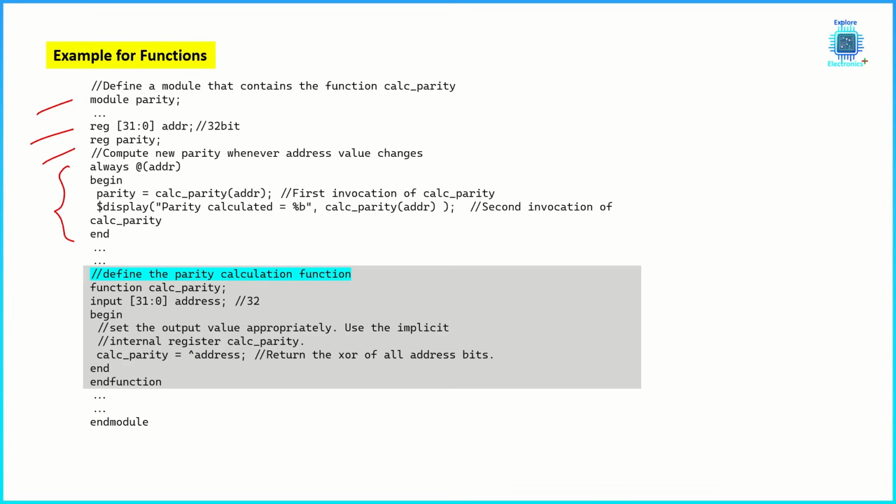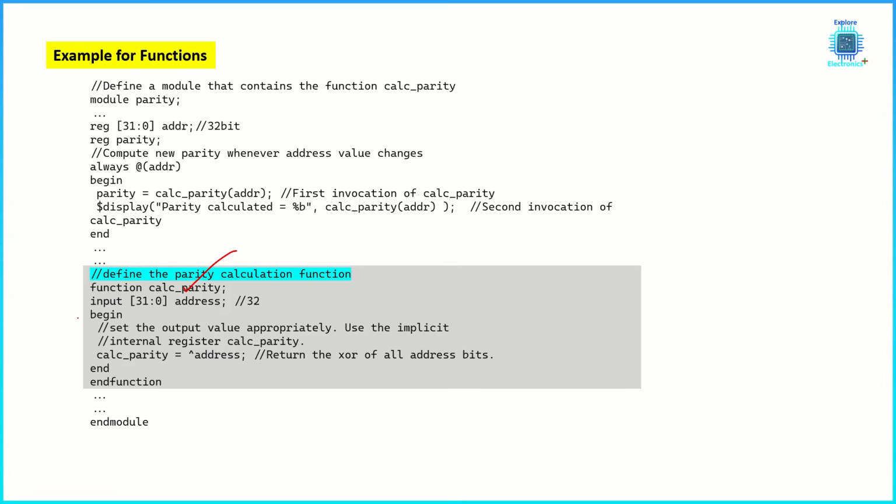Within the always block, we can see calculate_parity is the name of the function defined here. We are calling that and giving address as the input variable, the input argument. This function consists of one input. Remember, a function will not contain any output variables. A function will return the value of the result through the name of the function itself.